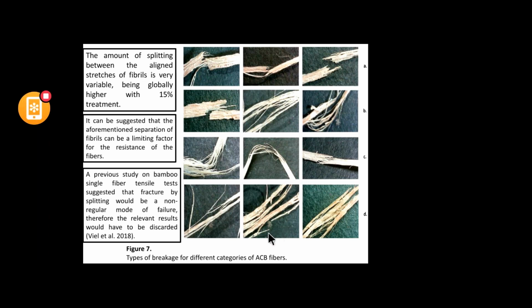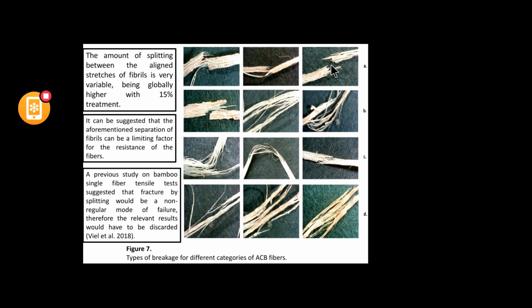The amount of splitting between the aligned structure of fibrils is very variable, being globally higher with the 15% treatment. So from this reading of the data, what is the good reason on the tensile fracture? The tensile fracture tends to be more or less concentrated in the very area where it occurred. It would generate shear action leading to the separation of the different fibrils at some distance from the midpoint of the tensile samples.